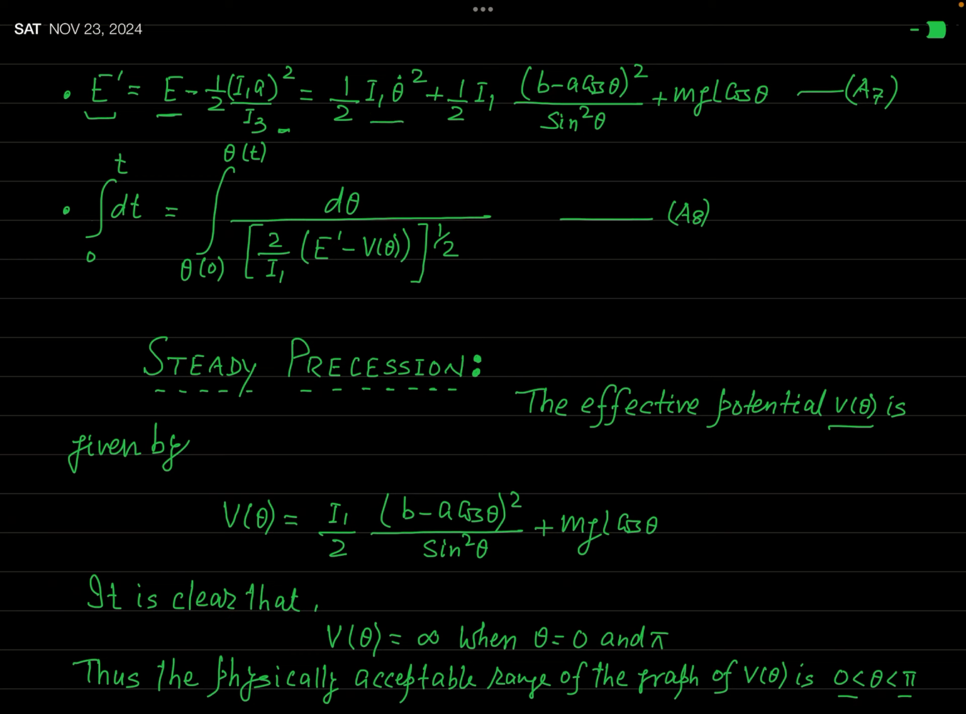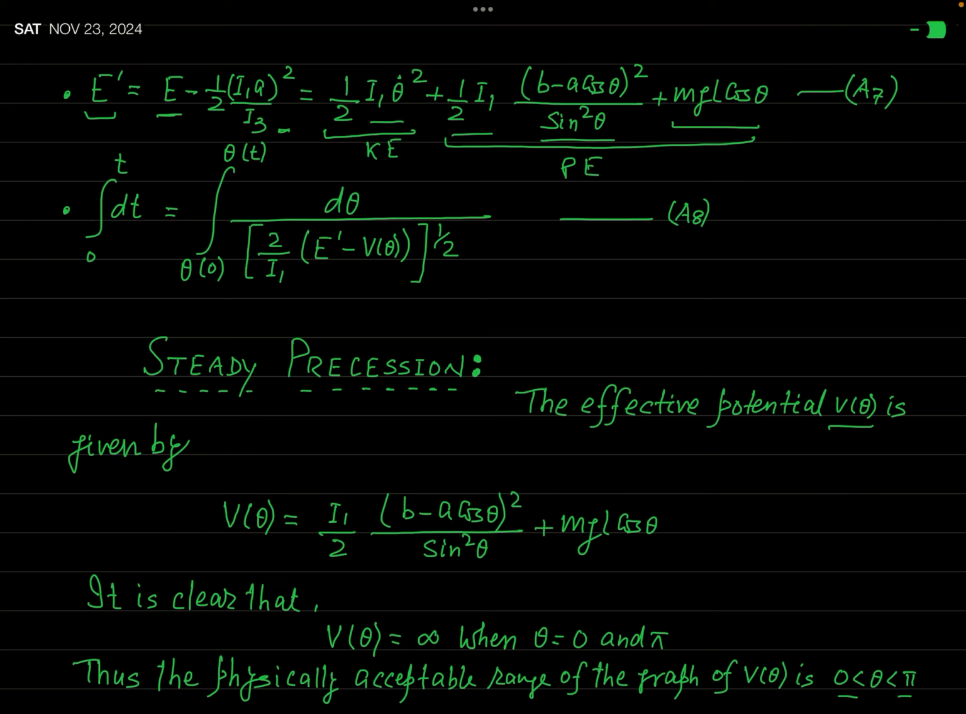This is 1/2 I1 theta dot squared plus 1/2 I1 times (B minus A cos theta) whole squared over sin squared theta plus mgl cos theta. Actually here, this first term, 1/2 I1 theta dot squared, is the kinetic energy, and the sum of the last two terms represents the potential energy.